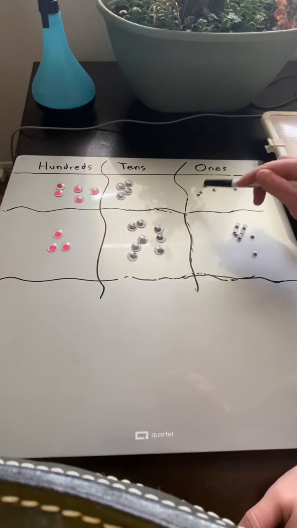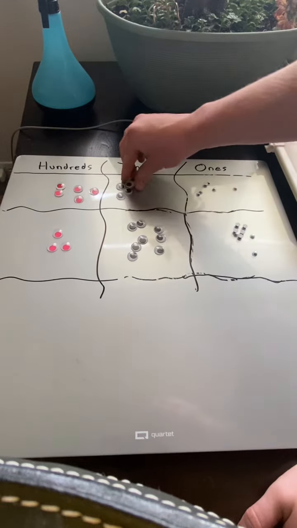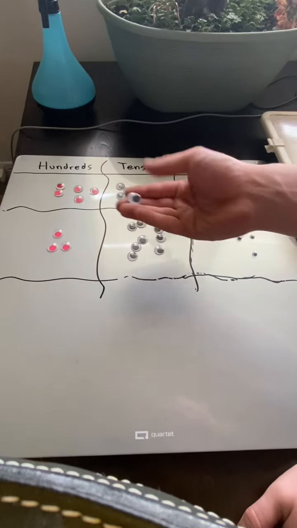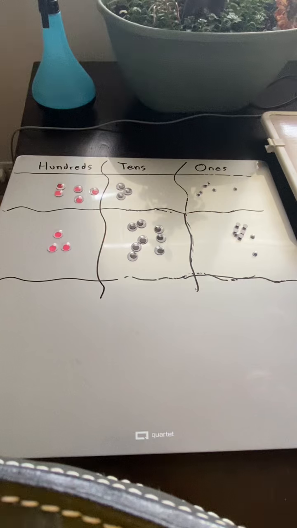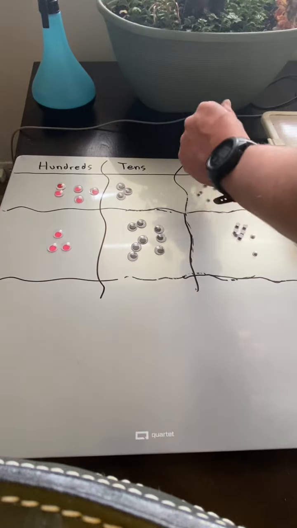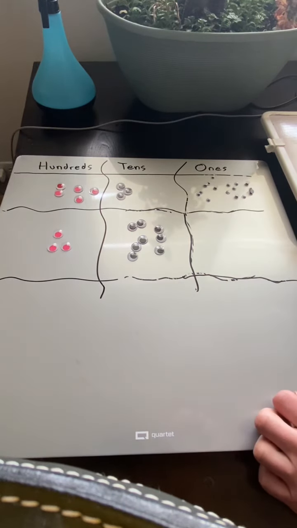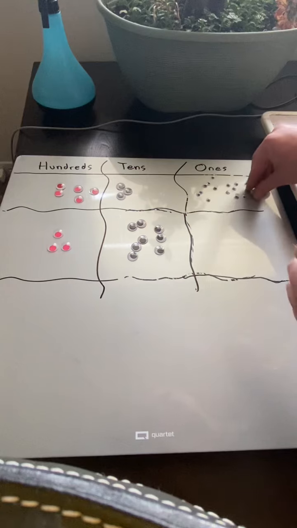So we have 6 ones here and 8 ones here. We need to do some subtraction, but we can't do 6 minus 8, so we're going to have to do a trade-in. So we're going to take 1 ten, and we're going to get 10 ones from that, because 1 ten is worth 10 ones. That gives us 16 ones up here, minus 8 ones down here, and that gives us 8.